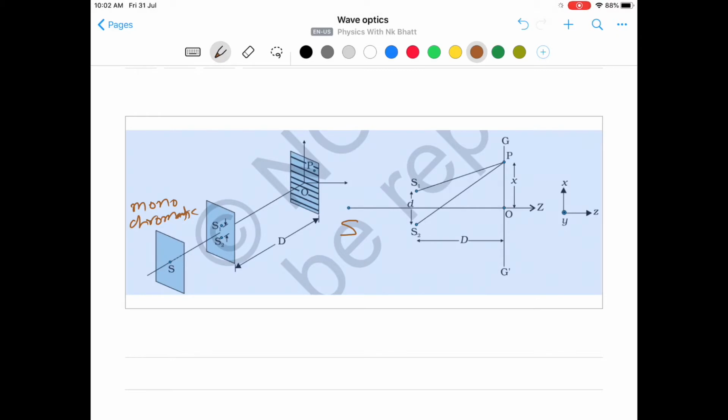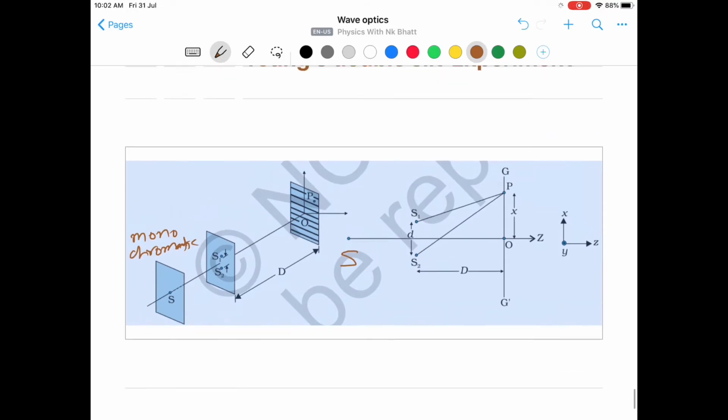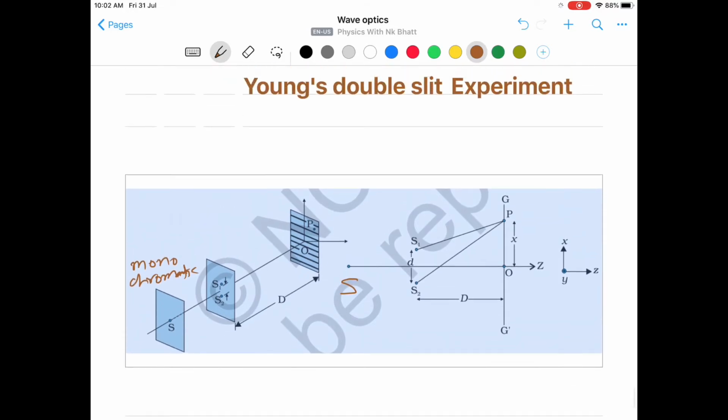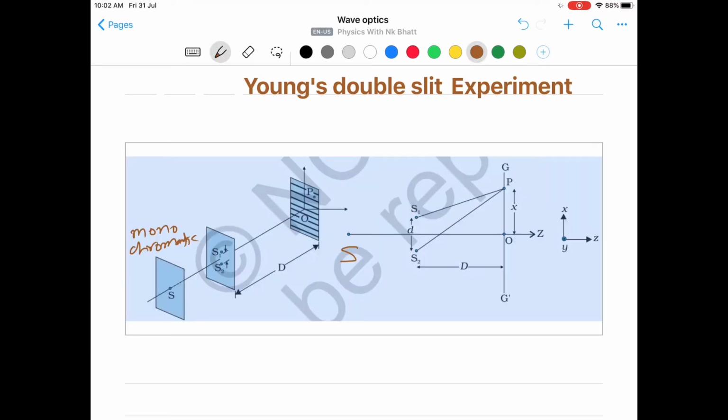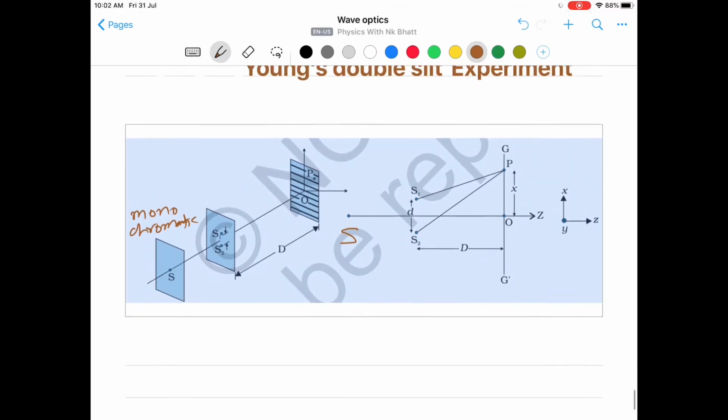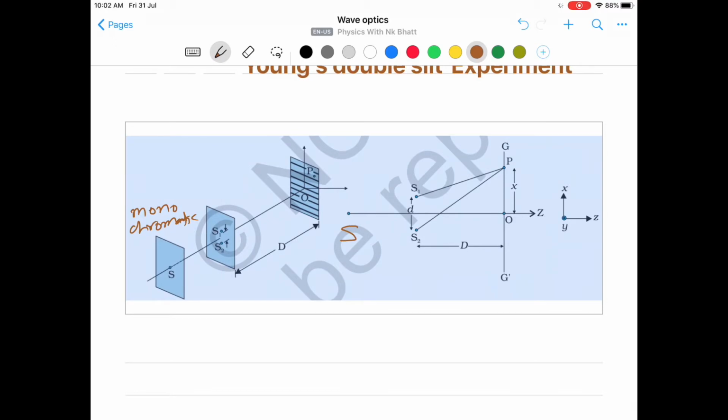So the arrangement is very simple. There is no very complicated arrangement here. We just have two slits, and these two slits are illuminated by the monochromatic source. Now we will deal with the diagram mathematically. As we know, for constructive or destructive interference to occur, path difference and phase difference are very important.